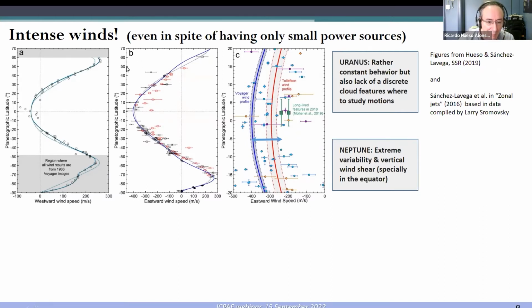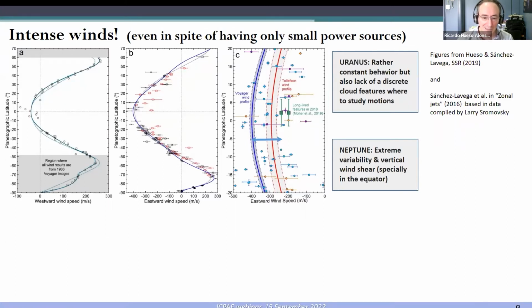If you look at panel B, it is Neptune, and there's a lot of noise in these measurements. And panel C is again Neptune, with different wind profiles obtained at different depths if you observe at different wavelengths, and lots of variations and structures that change a lot in winds. These are changes of hundreds of meters per second. We believe this is due to vertical wind shear that we are not able to study correctly.